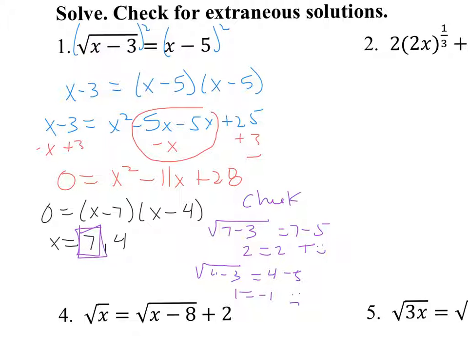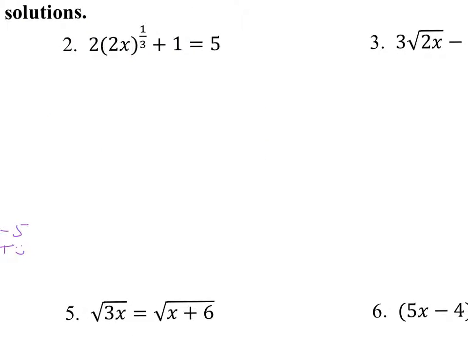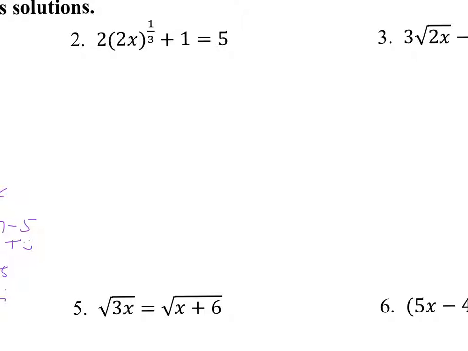Only answer. Next. So for this, you want to get the root by itself or the fraction exponent by itself. You can solve this with the fraction exponent or using your root. So I'm going to subtract over the 1, and as I do that, I'm also going to rewrite this. This is the cubic root of 2x. Both the 2 and the x are underneath the root because this is in parentheses. It's equal to 4. Divide by 2, so this is the cubic root of 2x is equal to 2.